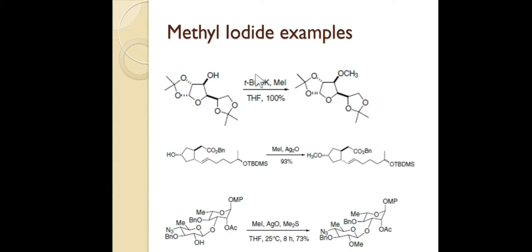With the help of methyl iodide, they did the methylation. They are using a strong base, potassium tert-butoxide, and methyl iodide. So OH is methylated with methyl iodide to OCH3. Similarly, in this case, OH is also methylated in the presence of methyl iodide and silver salts. Most of the time you see that when they are using methyl iodide, they are using silver salts.